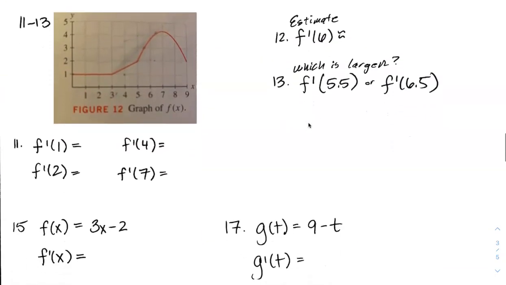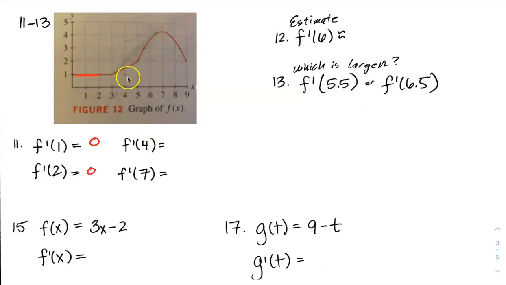Next one, very, very similar. We're going to use this for 11 to 13, so for all of these. So f prime of 1. Well, here's 1. If I draw a tangent line at 1, it's going to be the exact same thing, just the exact same line. So what's the slope of a straight line? 0. Tangent line at 2, same thing, 0.